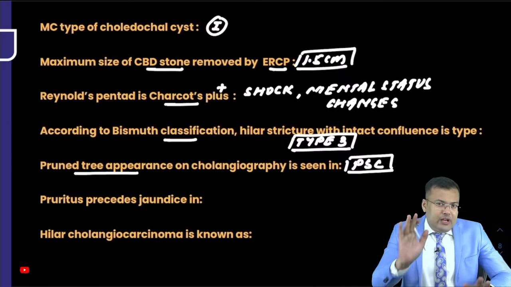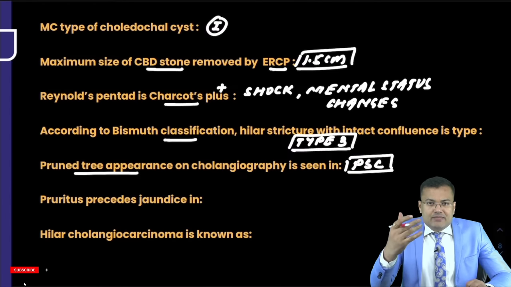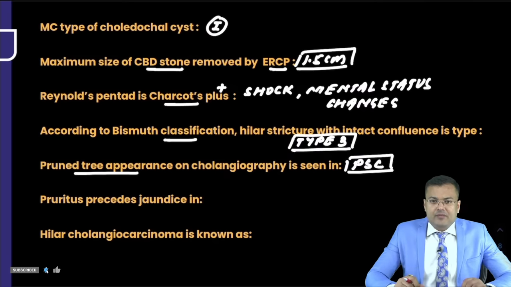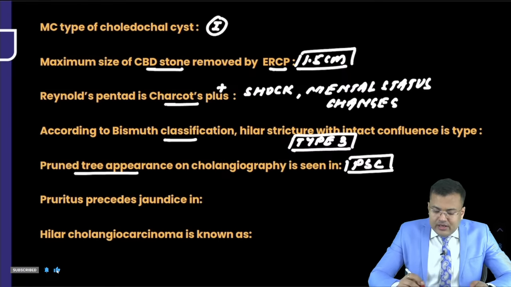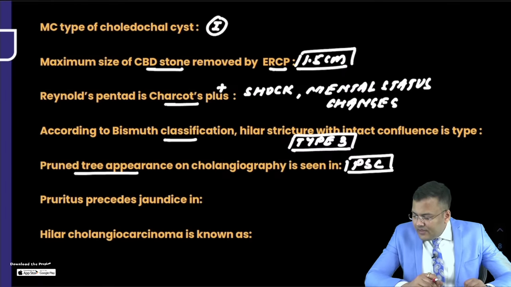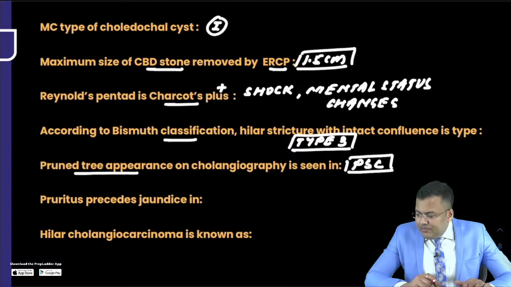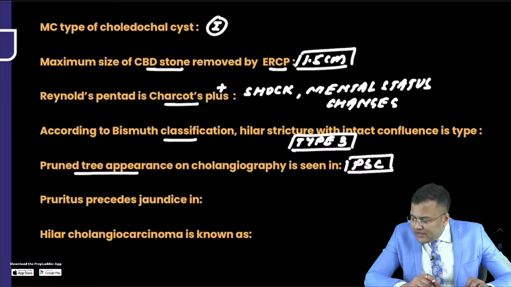Next, there is only one condition in which pruritus precedes jaundice. Tell me, in which condition? Pruritus precedes jaundice in which condition? Yes, Divesh, it is not primary sclerosing cholangitis. No, no. Sultan, you are partially correct.